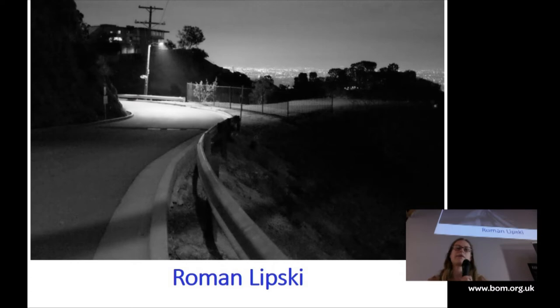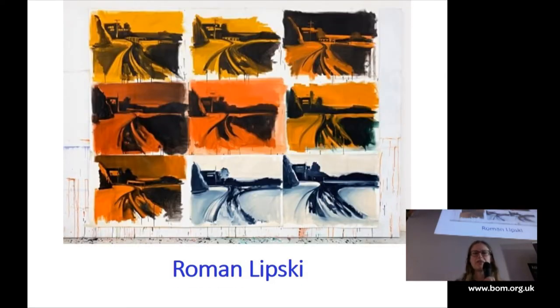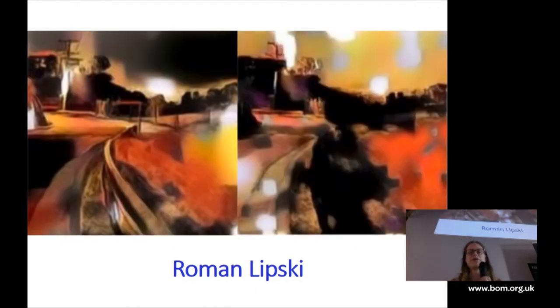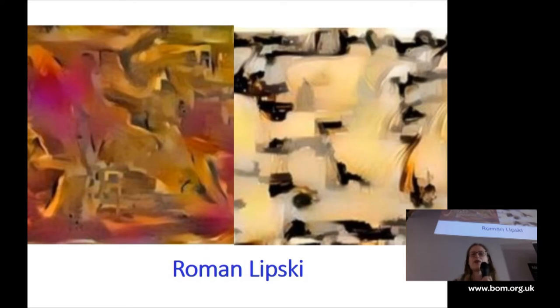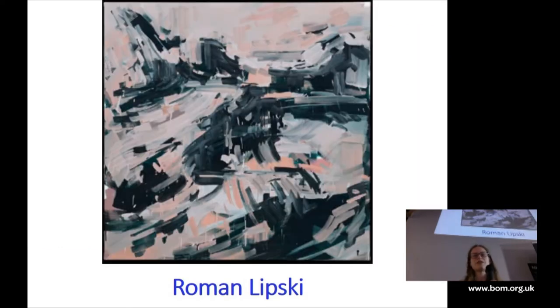And then moving on, there is an artist called Roman Lipsky, who took a photograph of a Los Angeles night scene. And then he painted 9 versions of it, as you can see, in different colors. And then he trained a neural network on his 9 images and got it to output some images. After that, he also made some more works based on these images, which you can see here. And then he put them again into the machine and got this as an output. And then he proceeded to make some more paintings based on that output.